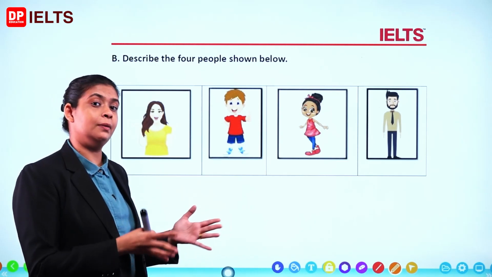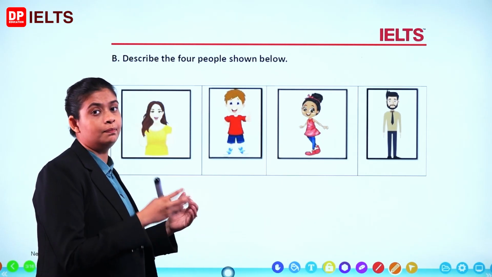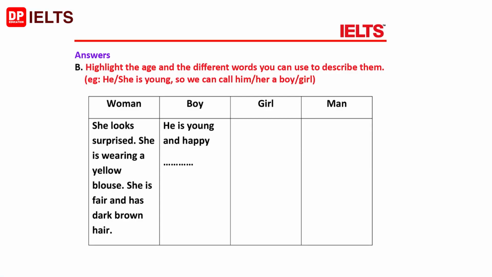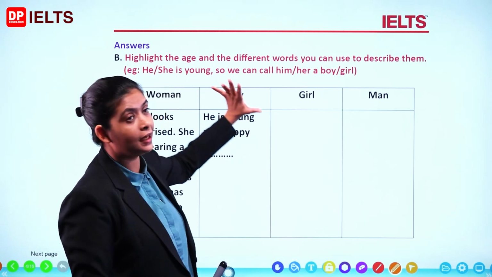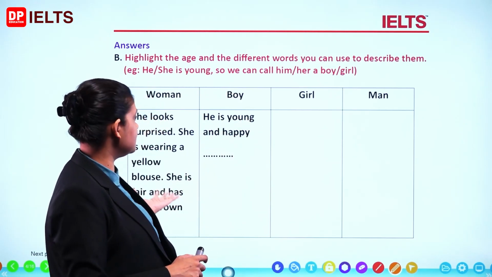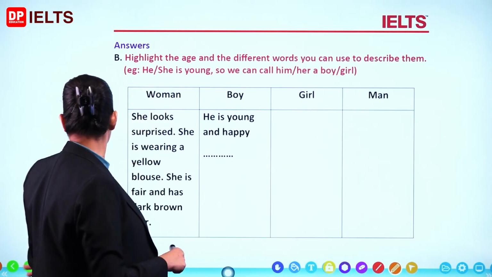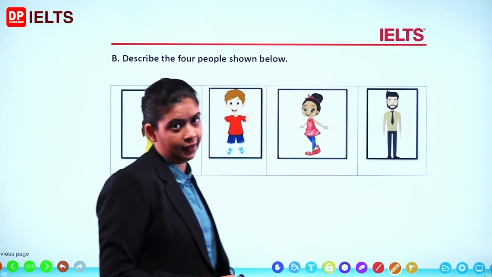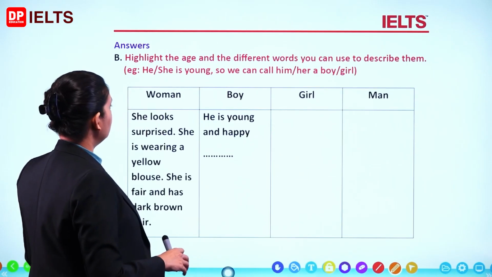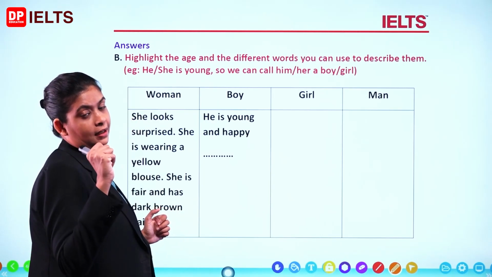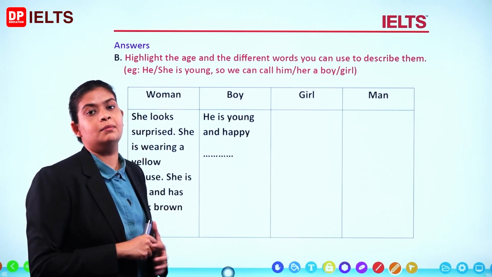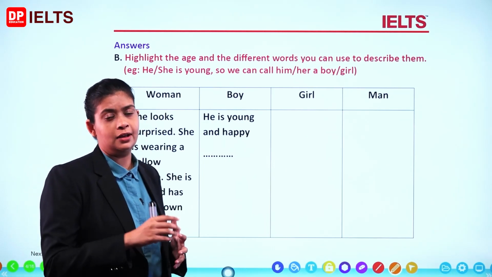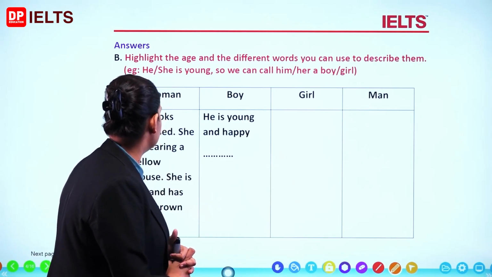So this you can do it on your own, right? So you have to have a look, highlight the age, the different words that you can use. So first one seems like a woman, boy, girl and man, right? Woman is for older adults. Girl is for younger people. Boy is for younger people. Man is for older males.